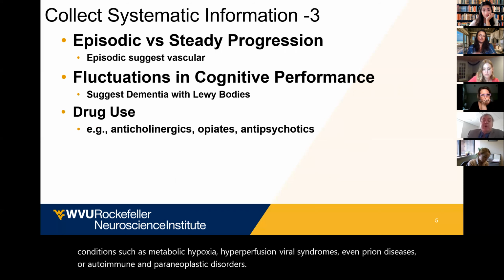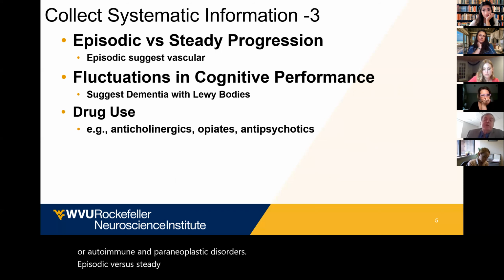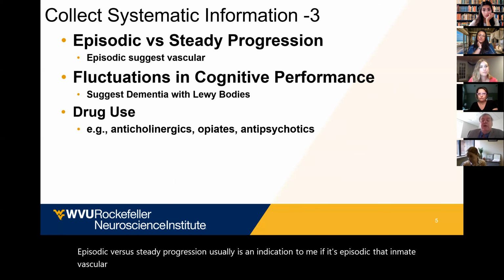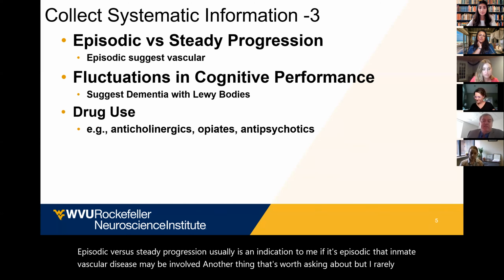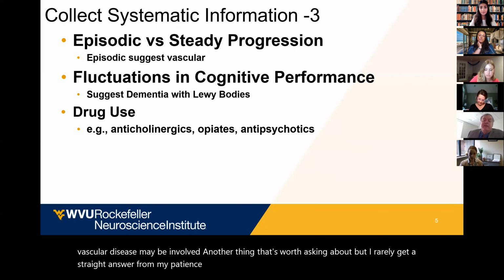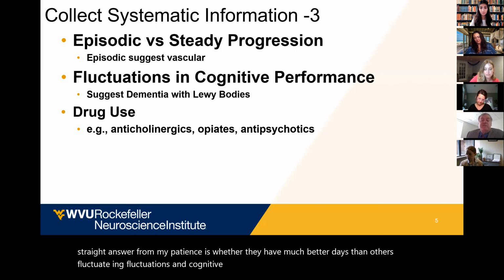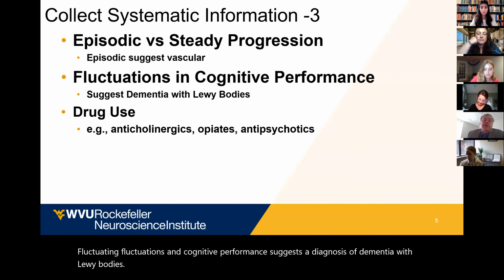Episodic versus steady progression usually is an indication to me, if it's episodic, that vascular disease may be involved. Another thing that's worth asking about, but I rarely get a straight answer from my patients, is whether they have much better days than others. Fluctuations in cognitive performance suggest a diagnosis of dementia with Lewy bodies. And also drug use is important.